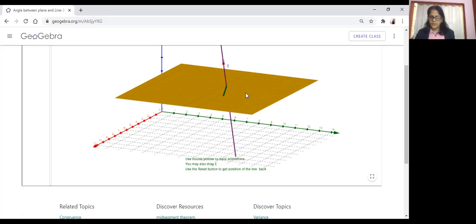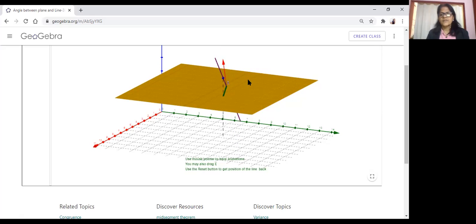And in the case of two planes, what have we studied? If two planes are parallel, their normals are parallel to each other. And if the planes are perpendicular, the normals are perpendicular to each other. But in this case, when the line is parallel to the plane, the normal will be perpendicular to the line. And if the line is perpendicular to the plane, it will be in the direction of the normal to the plane. So you can visualize this. I hope it is clear.